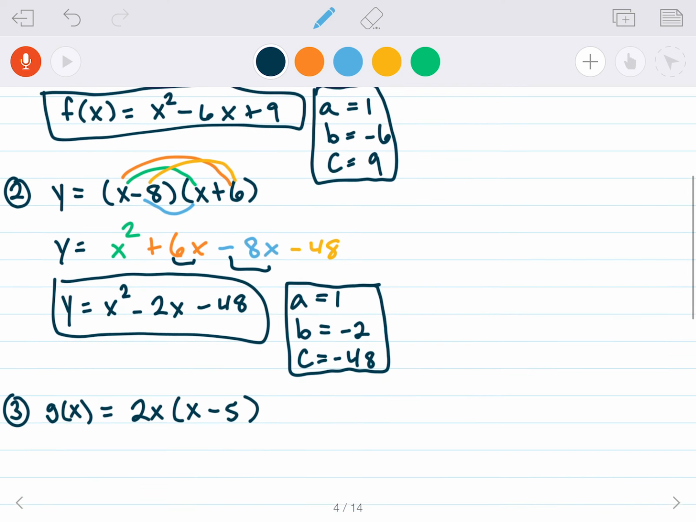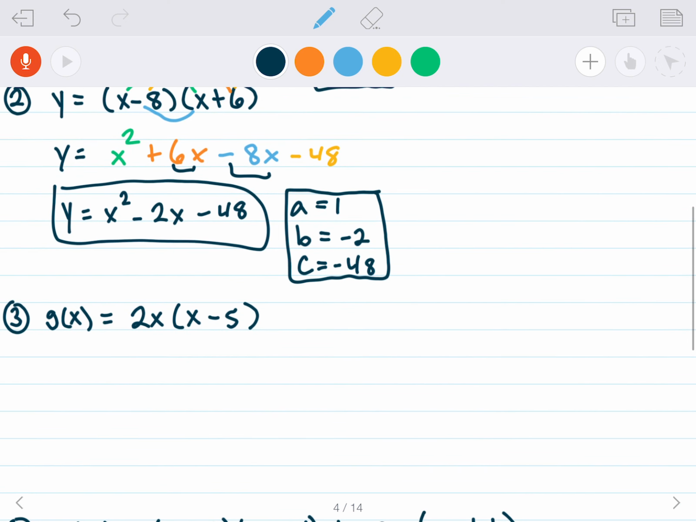Okay, let's do number 3. So here, what I can do is I can use the distributive property to multiply 2x in there. I don't need to use FOIL because the 2x doesn't have a plus 1 or a minus 1 or a minus 3. It's just 2x. It's called a monomial, meaning one term. So when we have a monomial times a binomial, we use a distributive property.